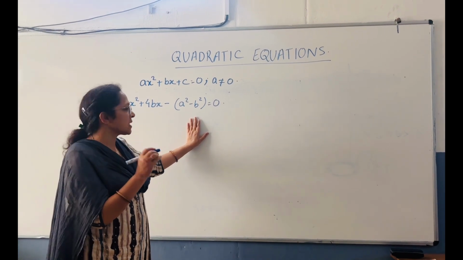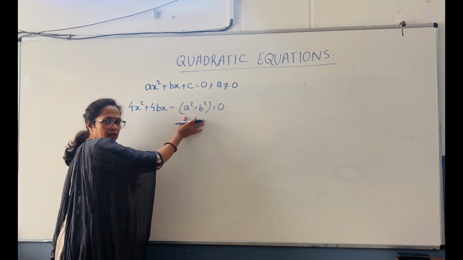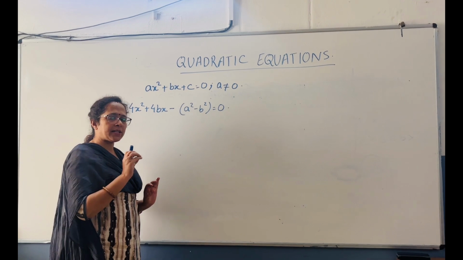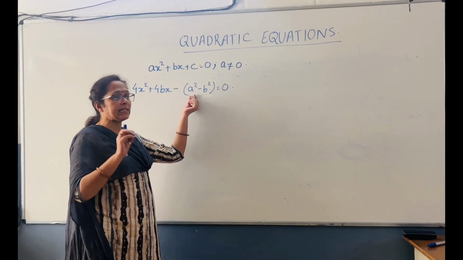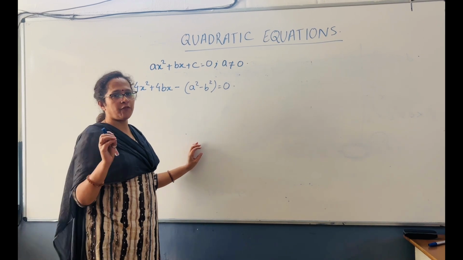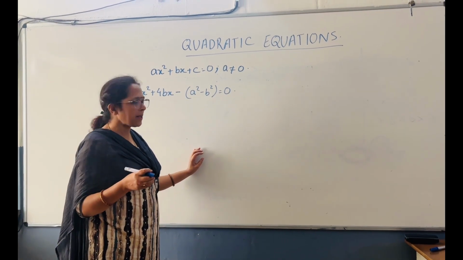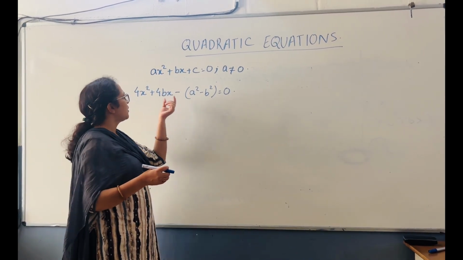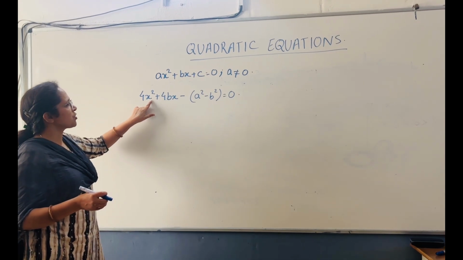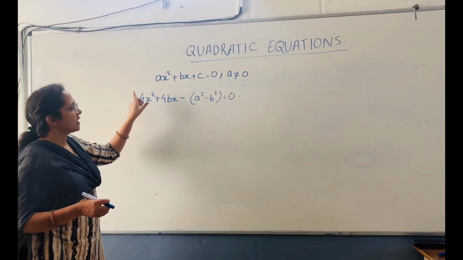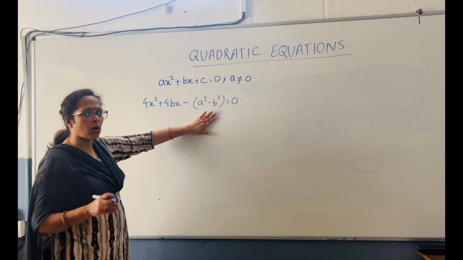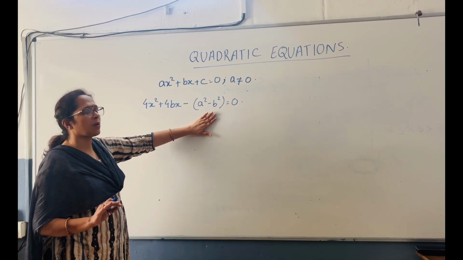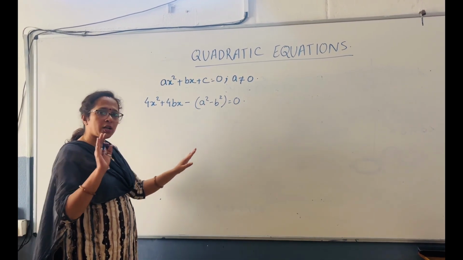But what happens? When we get numbers, it is very easy for us to factorize. But whenever we see the literals, the letters, we get confused about how to do this. Okay? So here the coefficient of x square is only 4. The coefficient of x is 4b. And the last constant term is a square minus b square. So what is to be done?